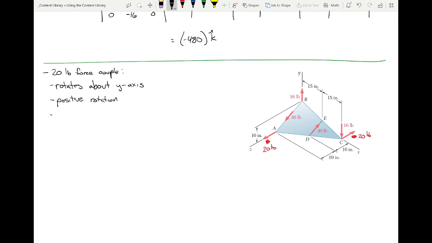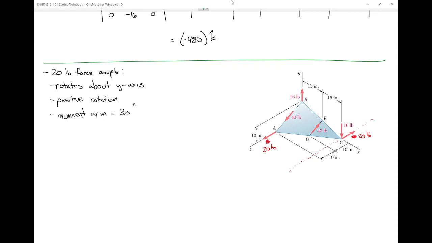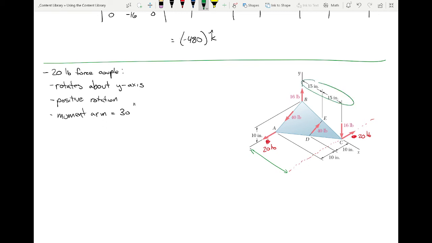Okay? Now, what is the moment arm between these forces? There you go. Does everybody see that? So what we're doing is we're talking about the shortest line of action. The shortest line of action is this distance right here, right? And that distance is basically that right there.